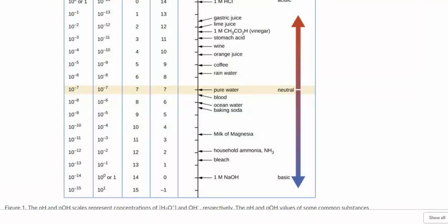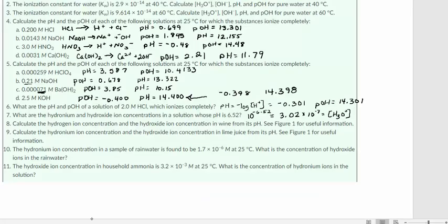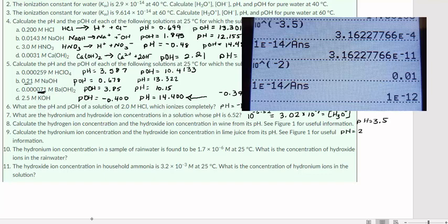Lime juice is pretty close to 2. I'm just going to call it 2. So I'm going to assign this a pH equal to 2, and this I'm going to assign a pH equal to 3.5. So now I can calculate the hydrogen ion concentration as well as the hydroxide ion concentration. And here I just want to point out, it specifically says hydrogen ion, but in 9 it says hydronium ion. I need you to be flexible enough to realize that they mean the same thing.